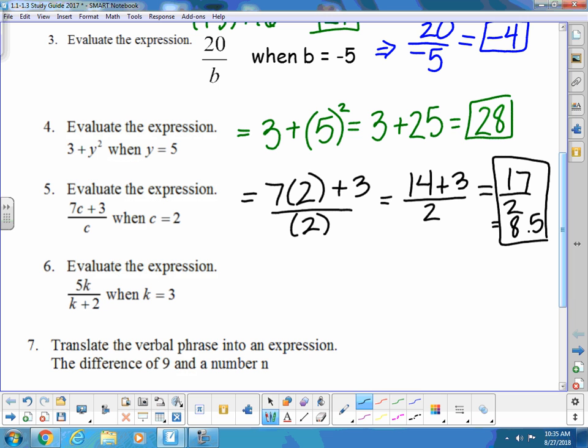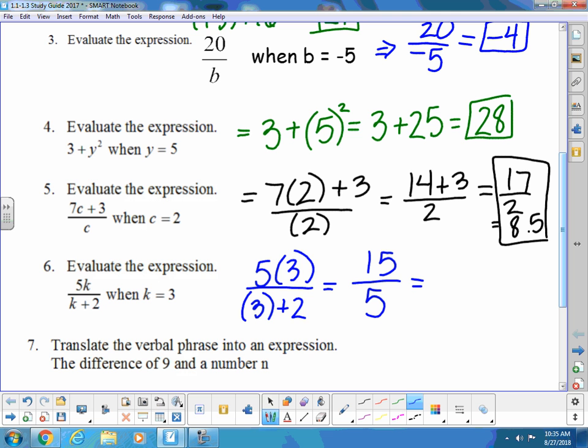Next one, again, number 6. We've just got a big fraction, so we're going to simplify the numerator and denominator and then divide last. 5 times 3 on top. On the bottom, 3 plus 2. Numerator simplifies to what? 15. Denominator simplifies to 5. Perform your division. Final answer is 3.